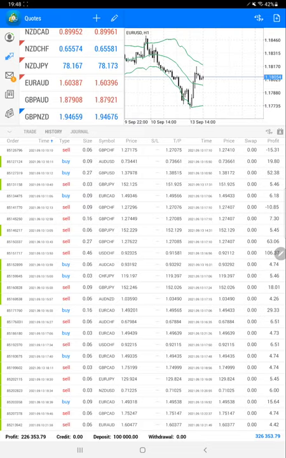So the net profit right now is $226,000, and this is the current balance, which is $326,000. And now we have reached the 26th strategy which is available, and almost all the strategies are available with investor password itself.